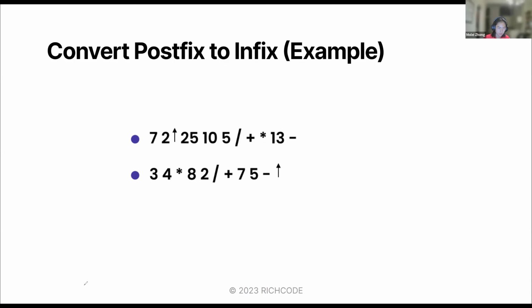So reading from left to right, we have 3 and then 4, and then multiplication. So we take out the 3 and the 4, this becomes 12. There we go. And we get an 8 and a 2. And then a division. So we take out the 8 and the 2. And this becomes 8 divided by 2. So that's 4. And then we get a plus. So we take out the 4 and the 12. This becomes 16.